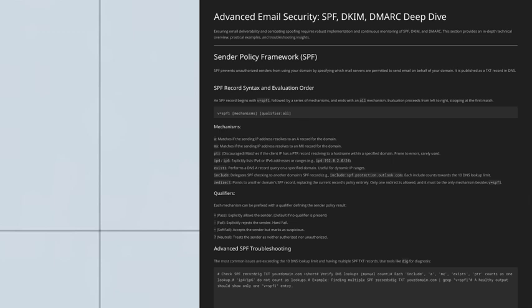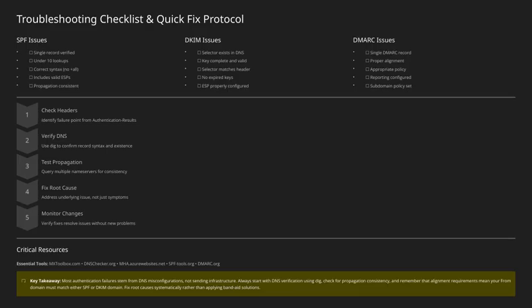In summary, SPF, DKIM, and DMARC form a powerful trio for safeguarding your email domain. Proper implementation, ongoing monitoring, and regular updates are key to maintaining a secure and trustworthy email infrastructure. Let's now go through our troubleshooting checklist and quick fix protocol for email authentication issues.